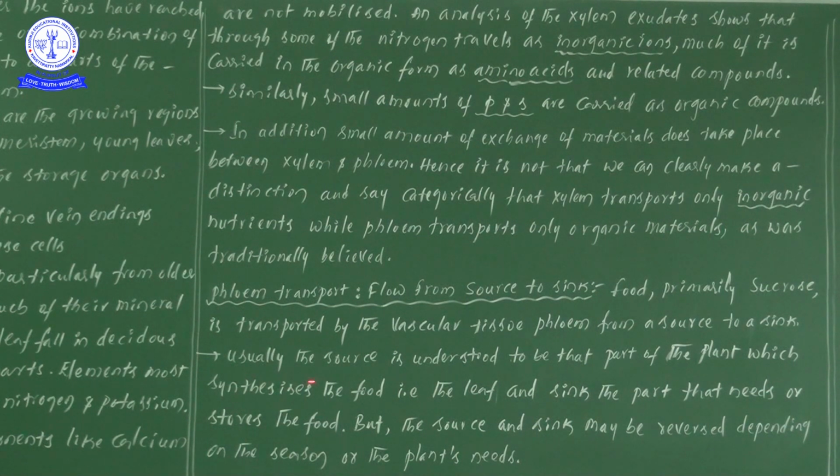Now usually the source is understood to be that part of the plant which synthesizes the food, that is, a leaf. The source is nothing but the leaf, where the process of photosynthesis takes place, or where the food materials are going to be synthesized. We can take that as a source. Okay, next one, the sink.